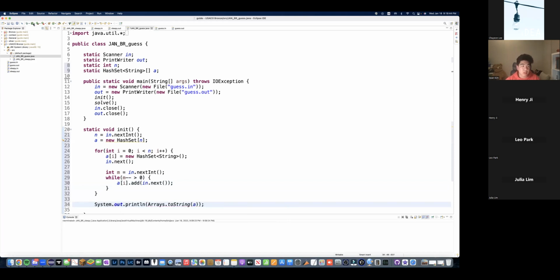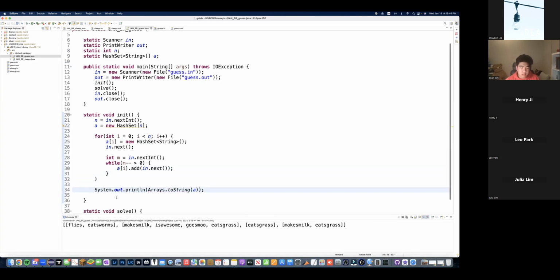And if we print that out, yes, we'll get each individual characteristic of each animal like this. We know birds: flies, eats worms. Cows: makes milk, is awesome, goes moo, eats grass. The other ones eat grass and make milk. So we know the array is working fine.